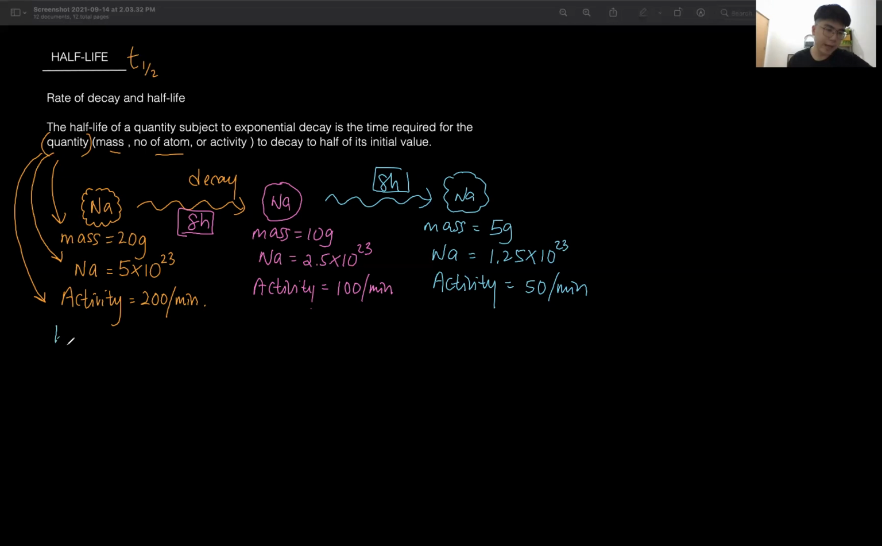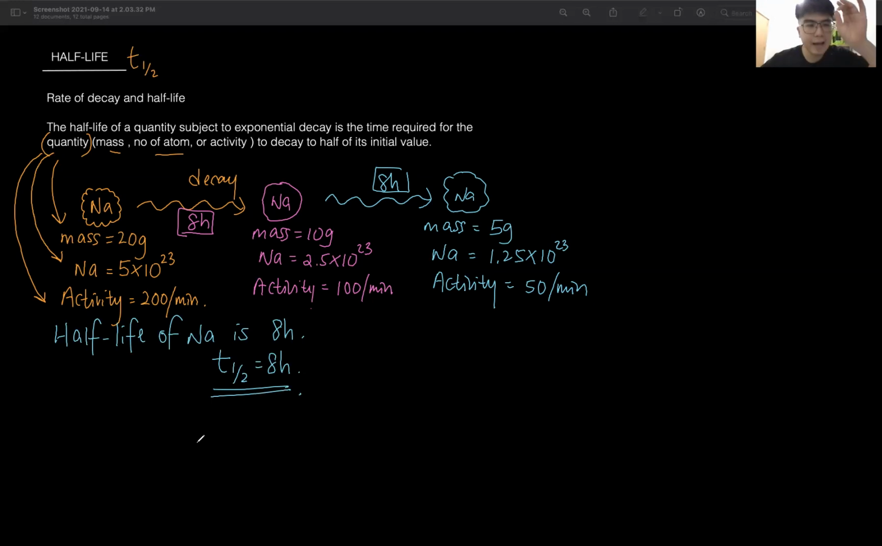Meaning that we say the half-life of this sodium Na is 8 hours. We can write T half equals 8 hours. That is the meaning of half-life. Again, look at the definition. The half-life of a quantity subject to exponential decay is the time required for the quantity to decay to half of its initial value.